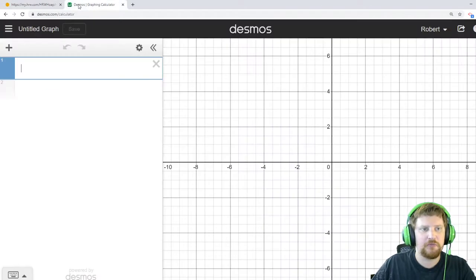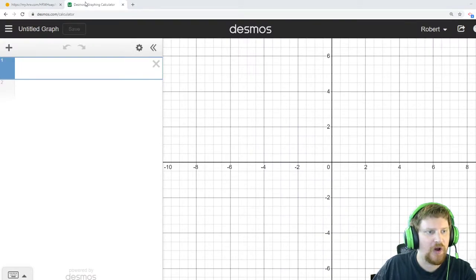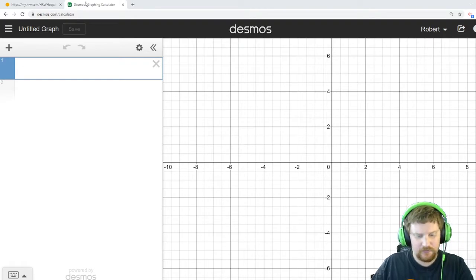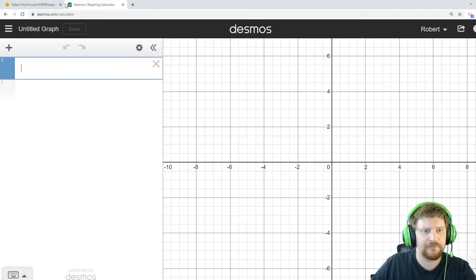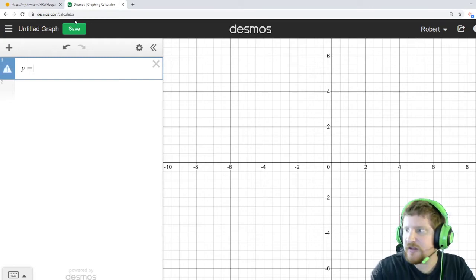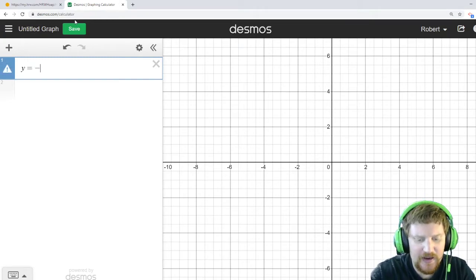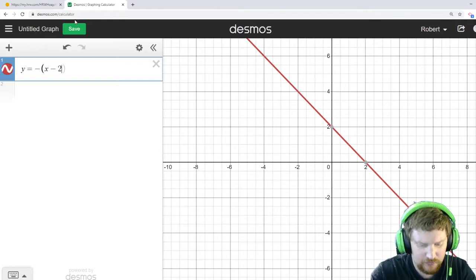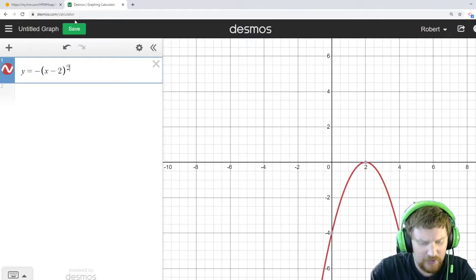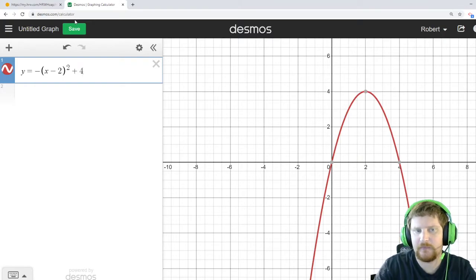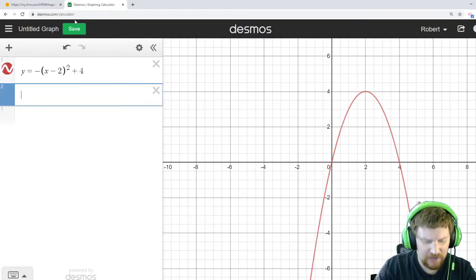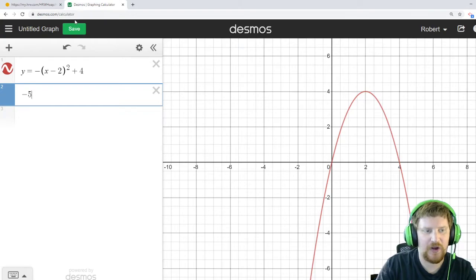Now, the problem was y equals negative, I'm going to write this on my pad here, negative x minus 2 squared plus 4 and negative 5. Okay, so we have y equals negative x minus 2 squared plus 4. And we have negative 5. Y equals negative 5.